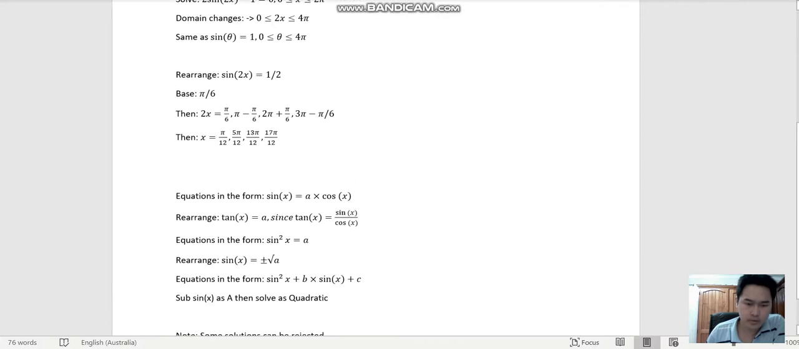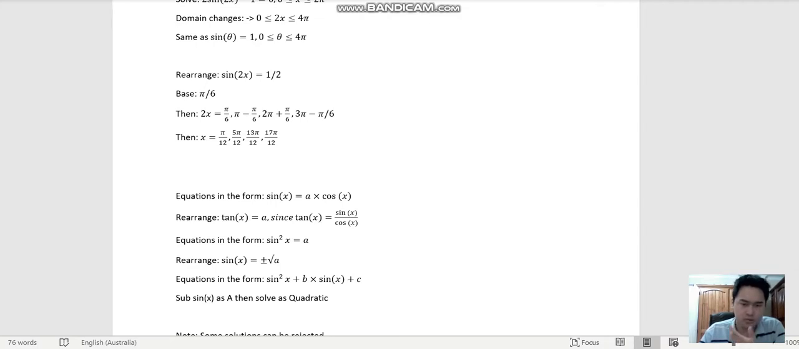Lastly, you have equations of the form sine of x equals a multiplied by cos of x. You can rearrange it to get tan of x equals a, since tan is sine over cos. If you have an equation in the form of sine squared x equals a, you can square root both sides and get sine of x equals plus or minus square root a. And you can do the same with cosine.